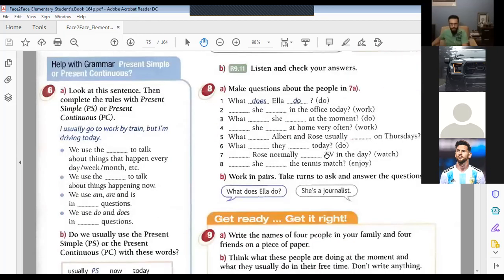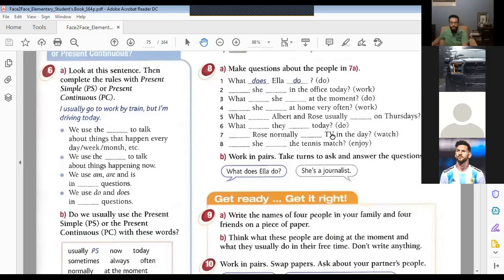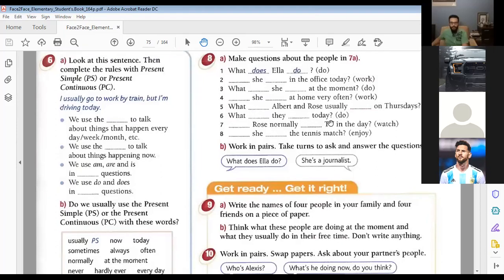Okay, very nice. So it says here, make questions about people. Okay, so here we want to make some questions. Of course, here you have to mix. Some of the questions are present simple and some of them are present continuous. Okay, so you have to think which one you want to use. Do you want to use the present simple? Do you want to use the present continuous? All right, so let's think of this.